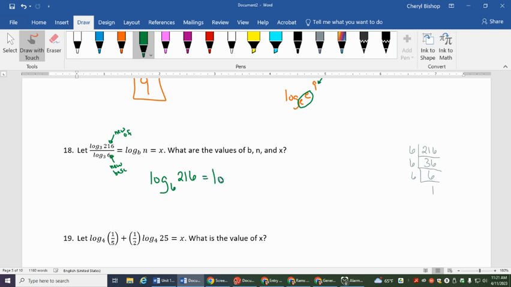So I can write this as log base 6 of 6 to the 3rd power, which is going to be, remember, if your base and your of are the same, then your answer is just the exponent 3. Okay? So what are the values of b, n, and x? B, my base is 6. N, my n was 216 before I simplified it. And then my x turned out to be 3.